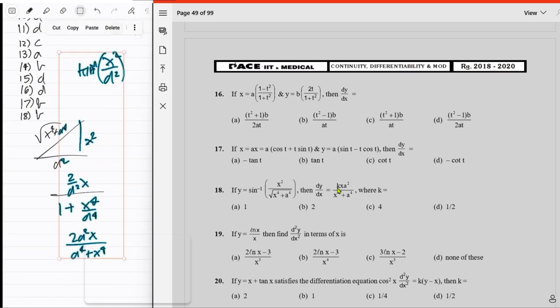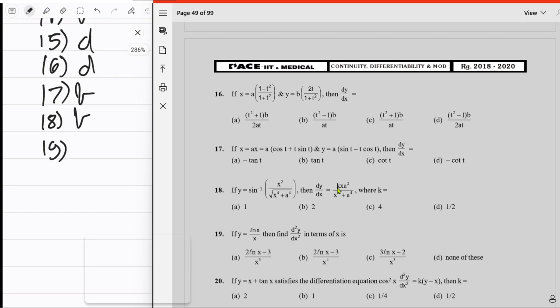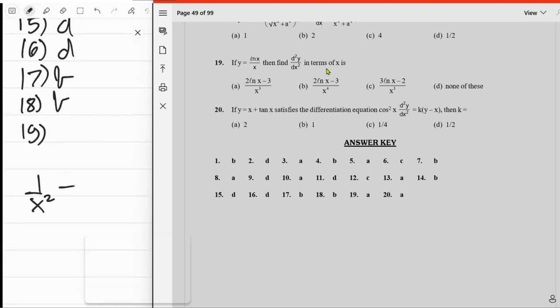So 18th is done. 19th. 19 is: if y equals natural log of x upon x, then find d square y upon dx square in terms of x. Oh yeah, it's doable. It's just 1 upon x square, and then you got negative natural log of x upon x. Maybe that was too easy. This should not have been that easy, right?